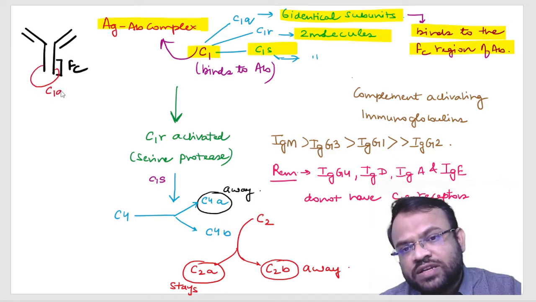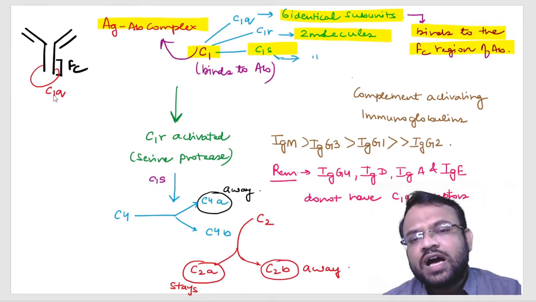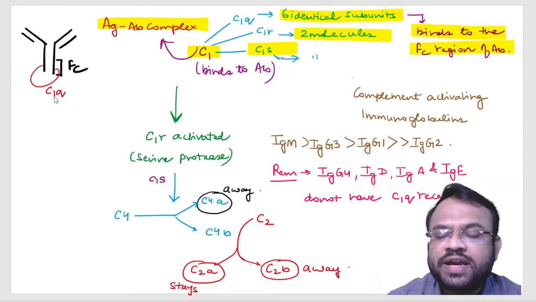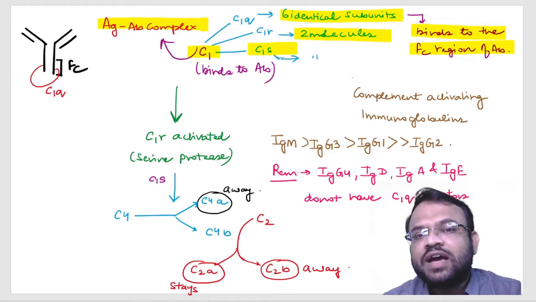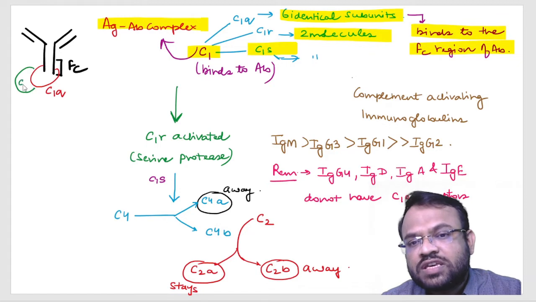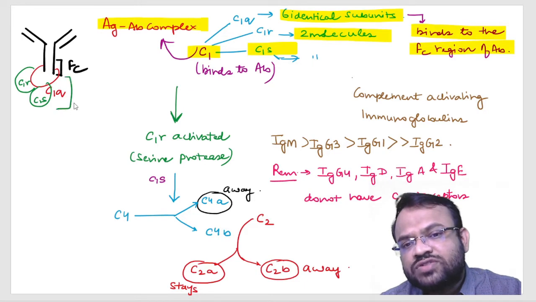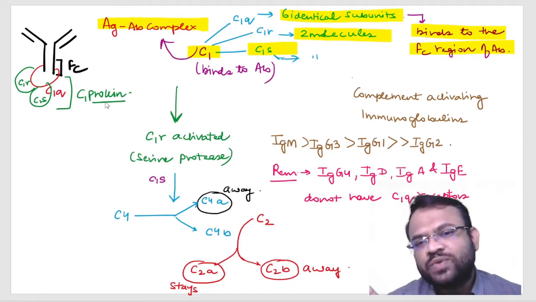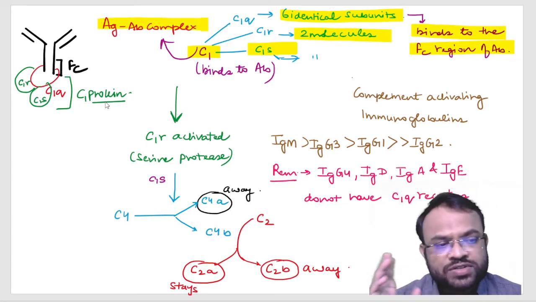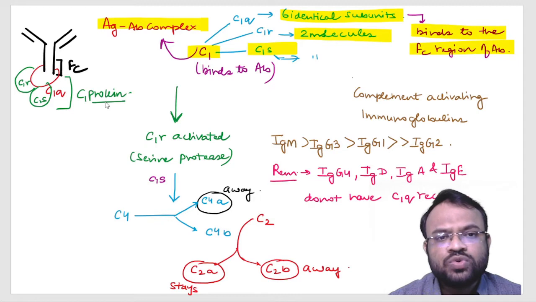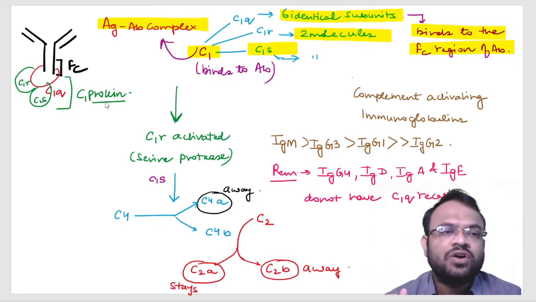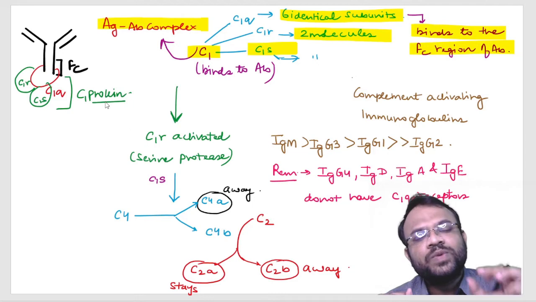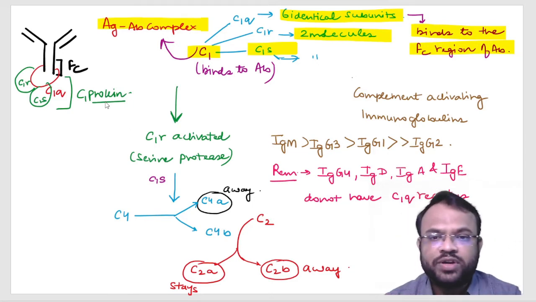So let us say C1Q is binding over here, and along with C1Q come C1R and C1S, making the entire protein. Let me just draw this, C1R, C1S. So this complete thing is called the C1 protein, divided into 3 parts, C1Q, C1R and C1S. So now you know the prime function of C1Q. C1Q is involved in the binding of the C1 protein with the FC region of the antibody.